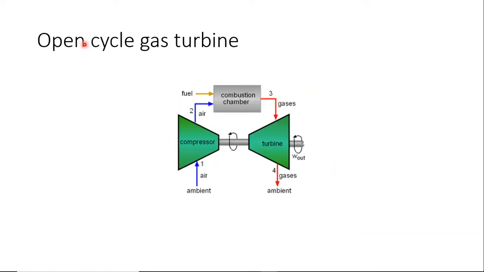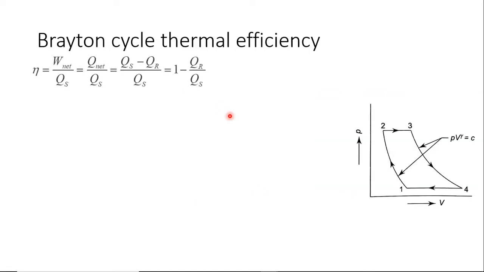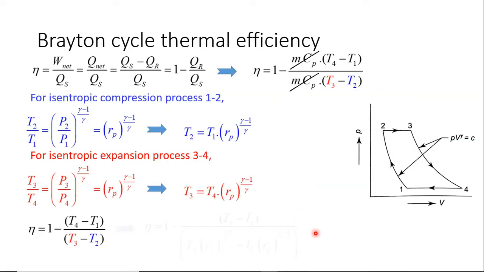Okay, now this is the open cycle gas turbine, where you can see the ambient air is taken into the cycle, and in the combustion chamber fuel mixes and it becomes gas at point 3, and that gas is exhausted to atmosphere. So this is an open cycle gas turbine. After that, we had already seen this derivation before.